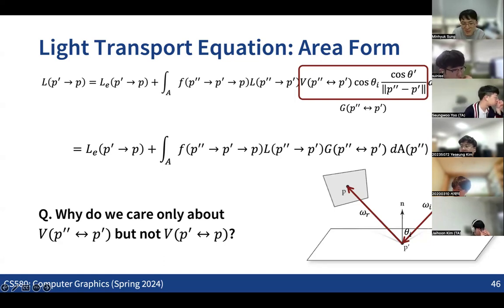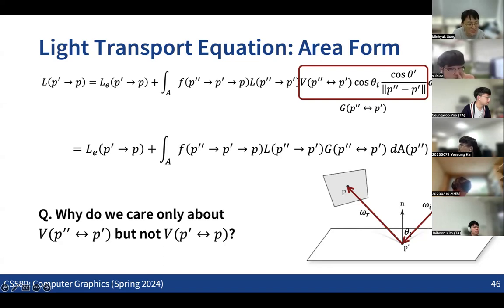Does it make sense? Think about how we are doing ray tracing. We start from the pixel of the image plane, shoot a ray in a certain specific direction, and then find the intersection point. Let's say P was a point on the image plane, and P prime is the first intersection point along that direction. And then we calculate the reflection at the point P prime by considering all the other rays from P double prime.